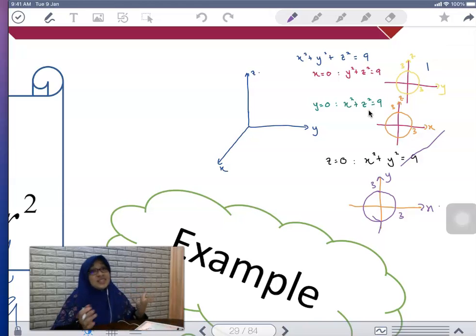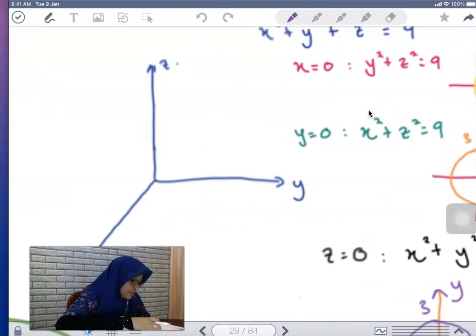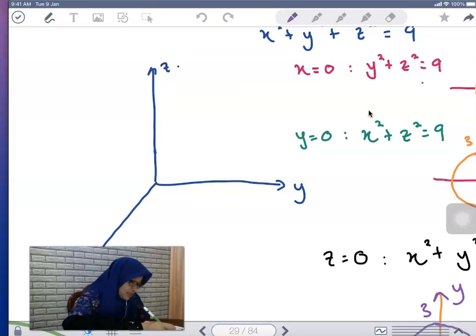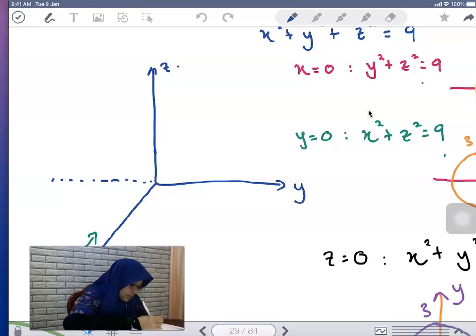Now that is our imagination, but now you have to write on paper by hand. So how can you do that? We do it one by one. First we set x equal to 0. When x equals 0, you are standing over here and looking that side, so you can see a circle with radius 3 and center at the origin. Meaning that your line here should be extended.